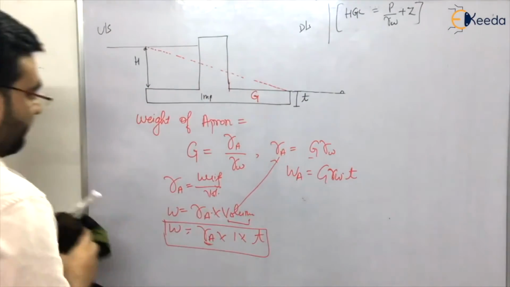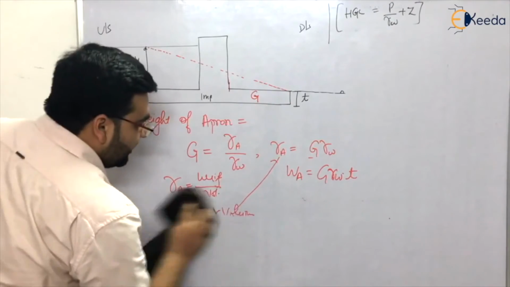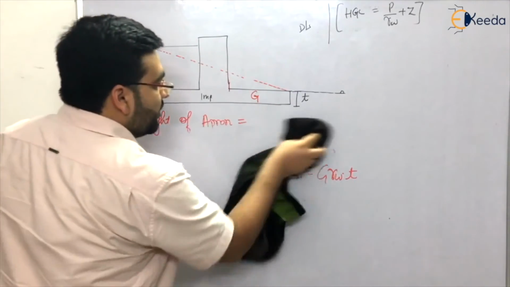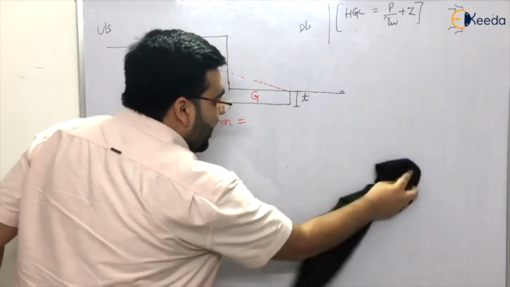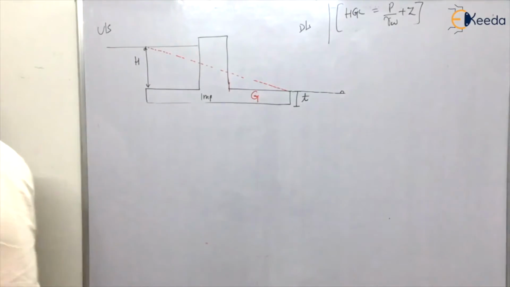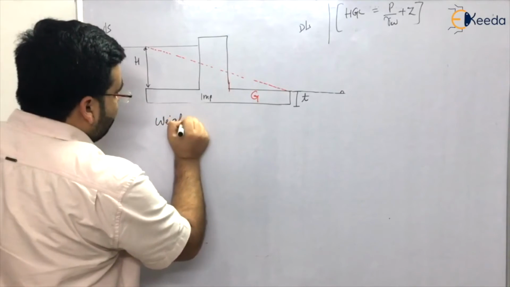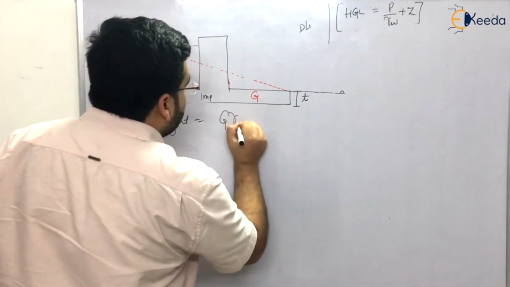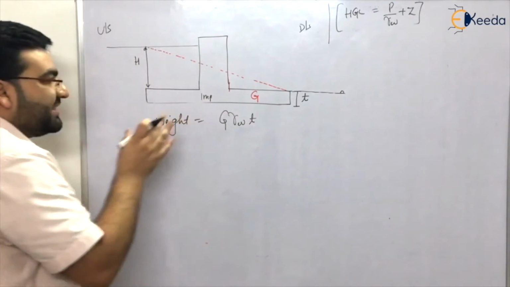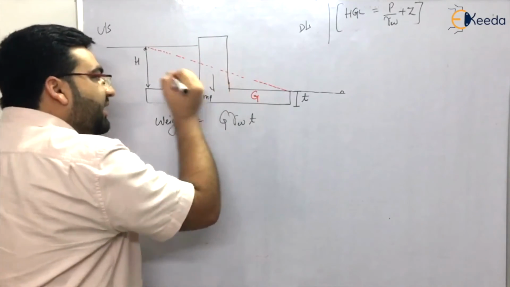Now let me rub this because we have got what we wanted, right? So weight of the apron is G into gamma W into T. So this is the stabilizing weight which is actually stabilizing the weir.